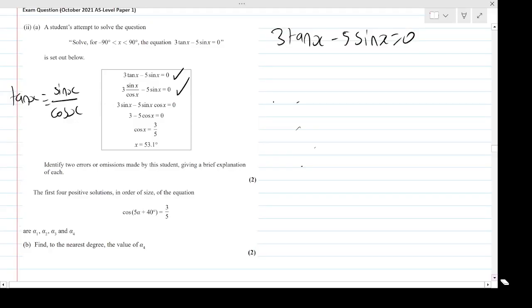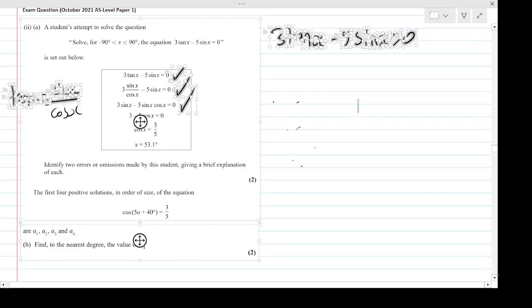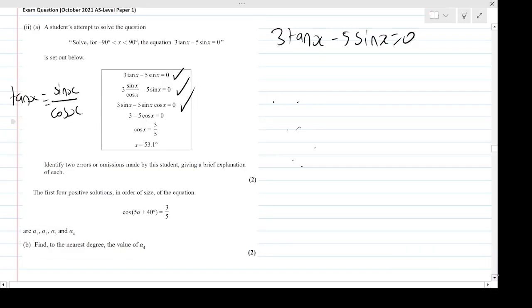Then we move on to the third step. They got rid of the fraction. They seem to have timesed everything by cos. So 3 sine x minus 5 sine x cos x equals 0. Yep, that should be right. They multiplied by cos. And then they said 3 minus 5 cos x is 0. How? Oh, okay. How have they got from here to that step then?